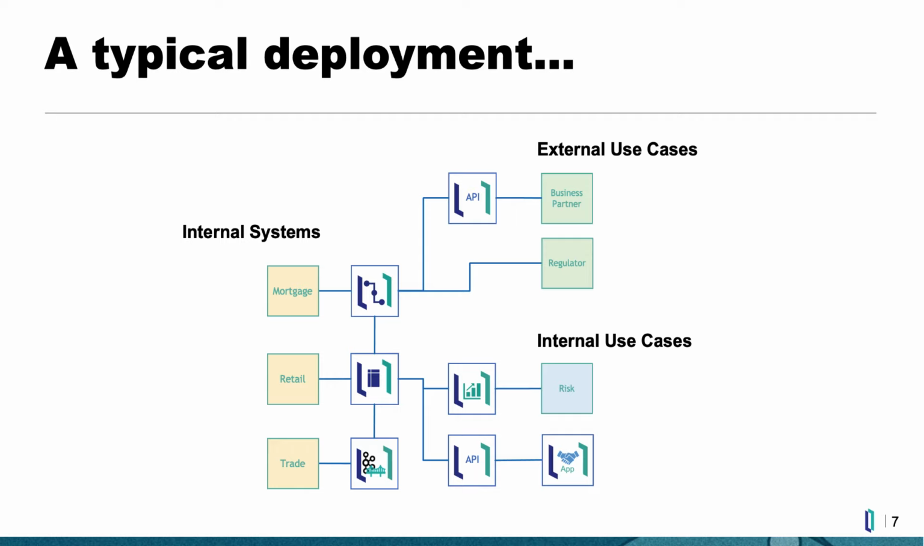Here's a typical deployment in financial services. On the left, you have various data sources that you want to access, each in different systems. To fulfill the multitude of internal and external use cases, you also need different products to handle and process that data, all potentially running on different platforms and in different locations.